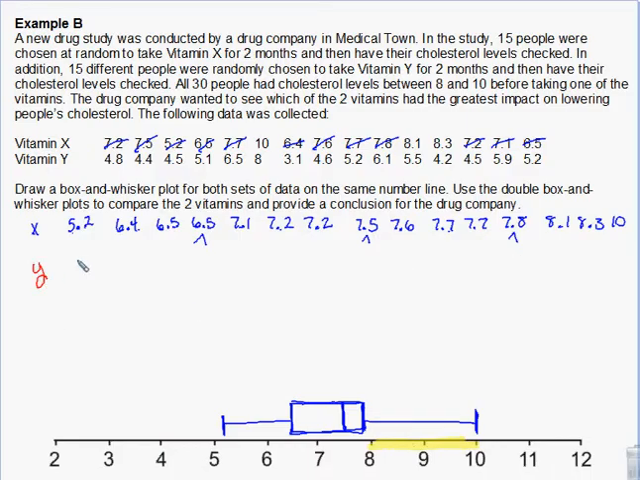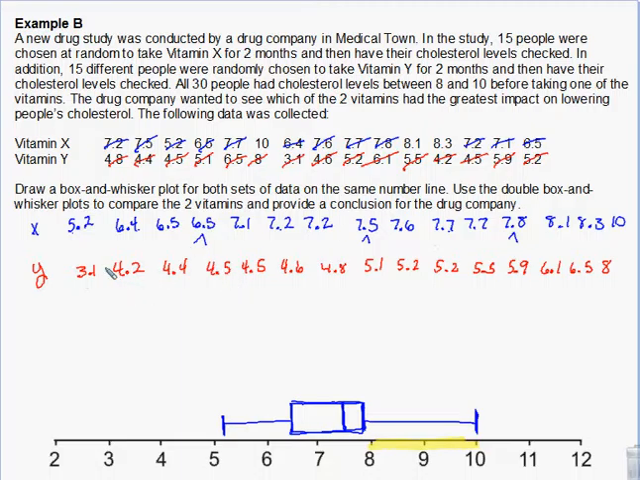Then we'll do the same thing for y. 3.1. And then we just, okay, so now I have those in order. Again, I'm going to find my median. So 1, 2, 3, 4, 5, 6, 7. So there's the median, Q1 and Q3. Sorry, no, ignore those. Minimum 3.1, 4.5, 5.1, 5.9, and 8. Okay.